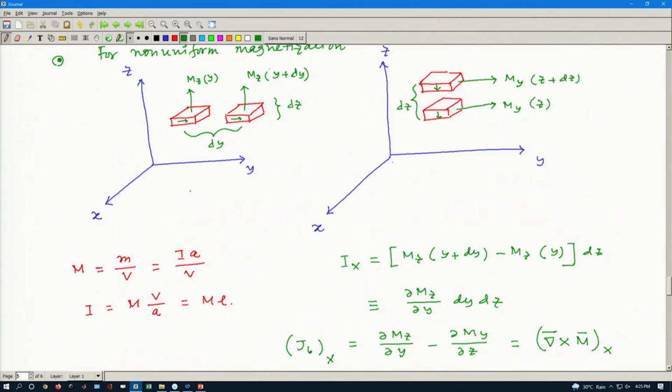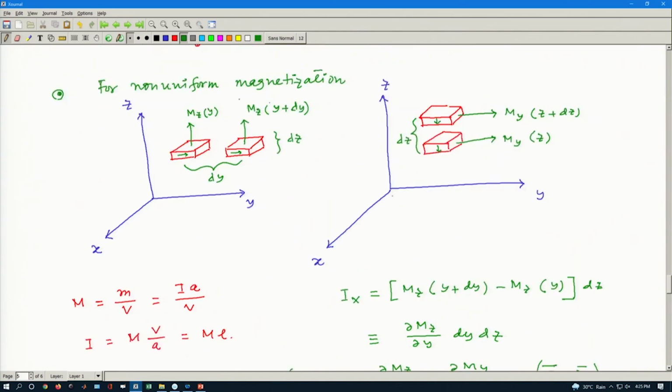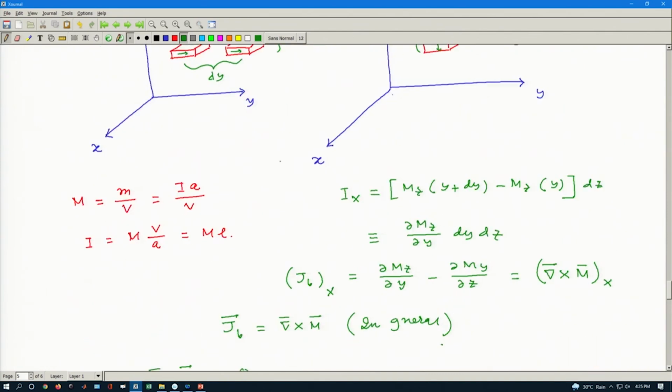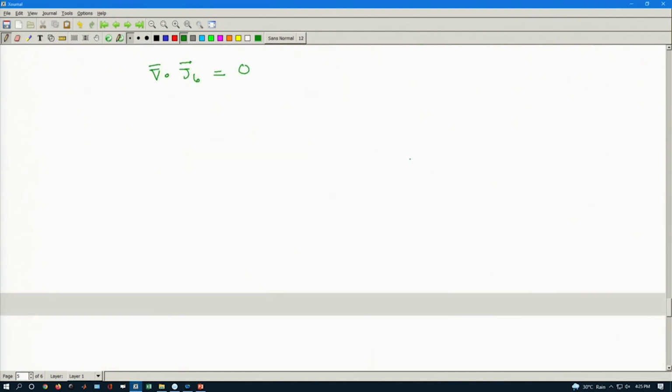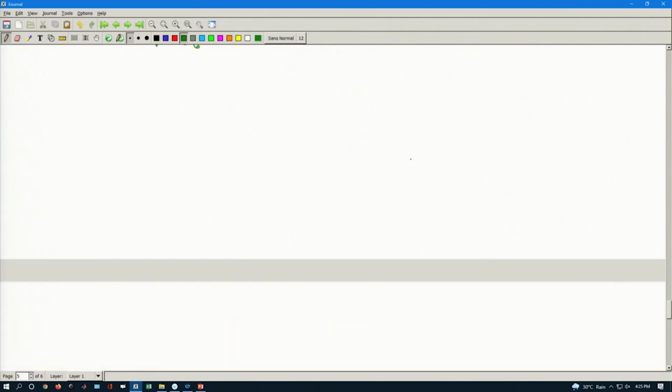So, the bound volume current density is here when we have the variation of the magnetization inside the material. Inside the material, if the magnetization is not uniform, then only we have this curl value non-zero. Otherwise, if the magnetization is uniform, whenever you do the curl, it will always give rise to 0. So, non-uniformity of the magnetization is the reason for having this bound surface current, bound volume current density.